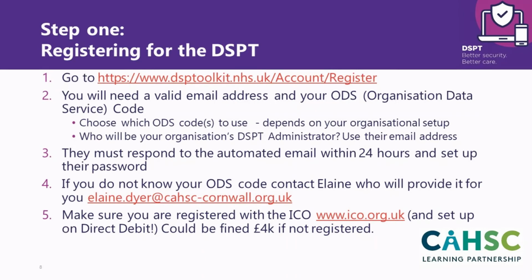So step 1, registering for the toolkit. If you head to the website link shown, and to register, you need a valid email address. And when we say valid, we want you to think about who from your organisation will be completing the toolkit. So it's your Data Security Protection Toolkit Administrator, and you want to make sure it's their email address you're registering your account with. And then you also need your ODS code, so your Organisation Data Service Code. If this is something you do not know, please get in touch with us and we can provide that to you really quickly and easily.